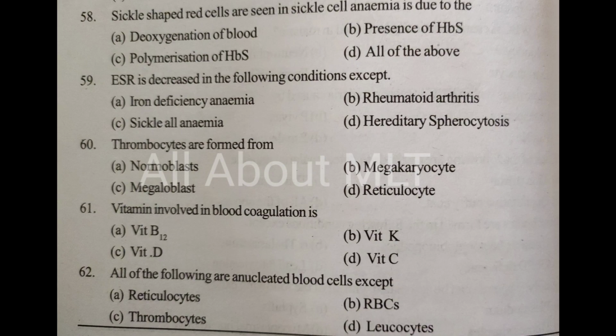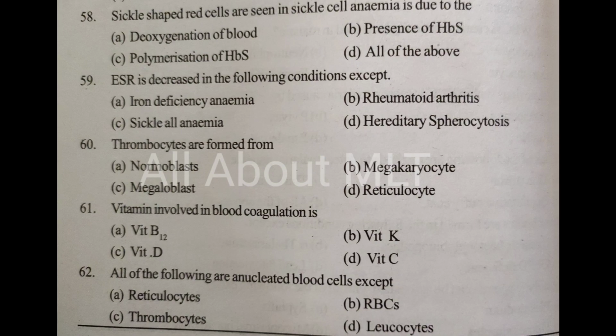Thrombocytes are formed from: option A, normoblast; option B, megakaryocyte; option C, megaloblast; option D, reticulocyte. And the answer is option B, megakaryocyte.